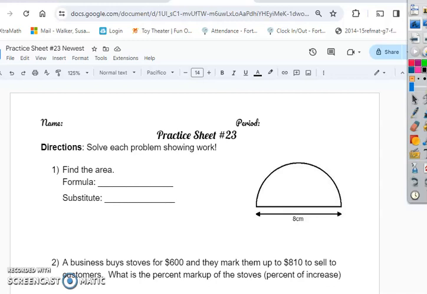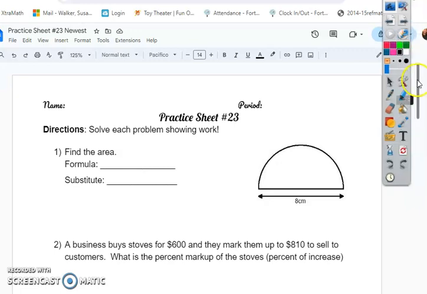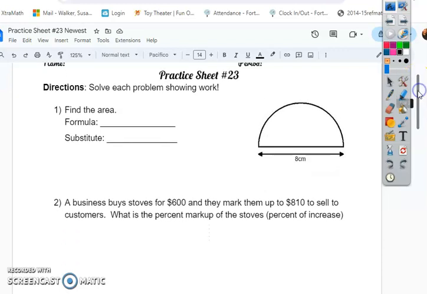Hey everyone, we are working on practice sheet 23. So we're going to start by finding the area of the shape, and hopefully you can tell that we have a semicircle, and we want the area.